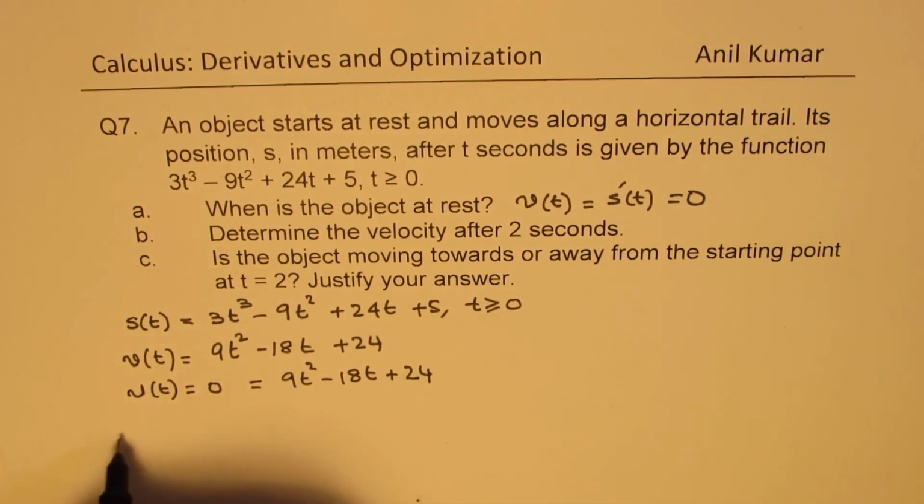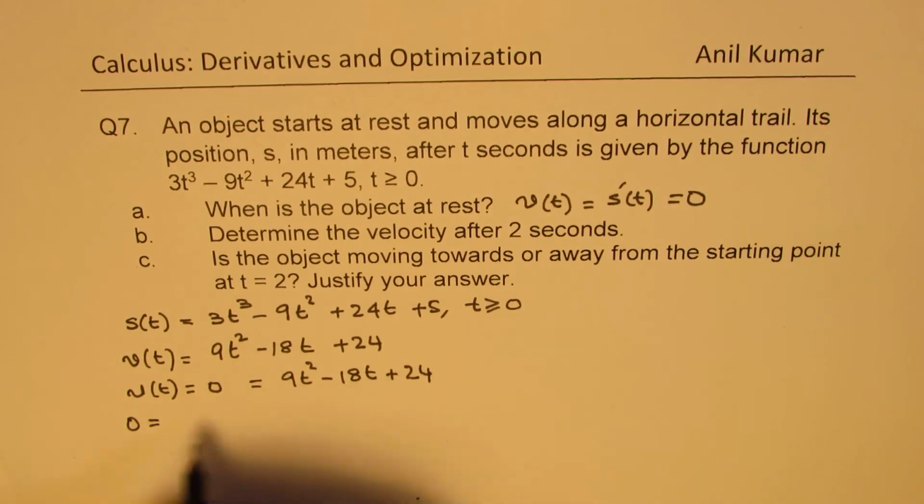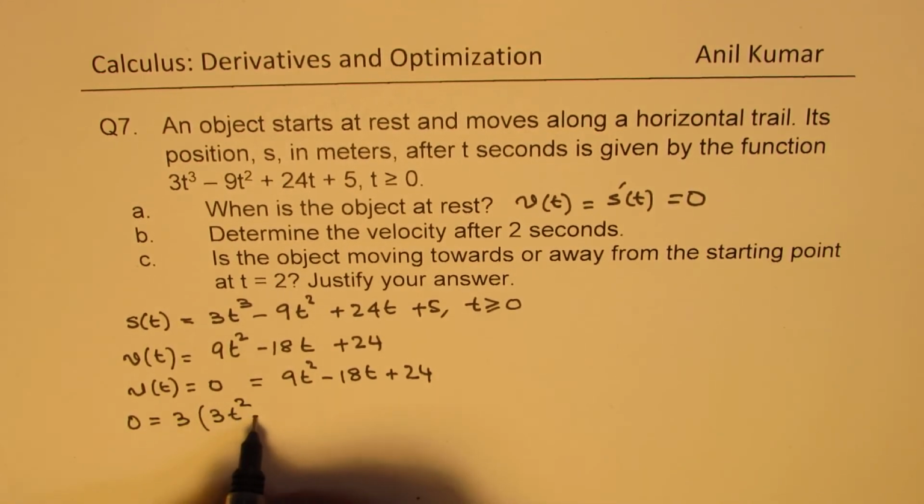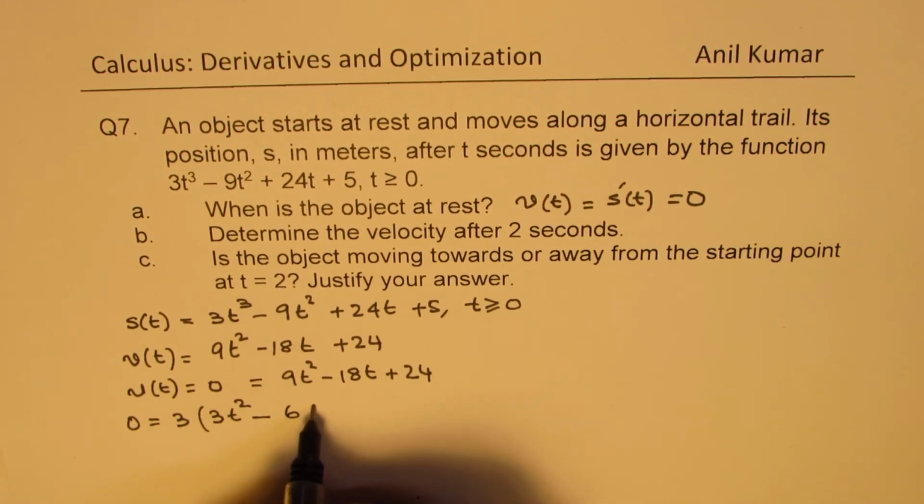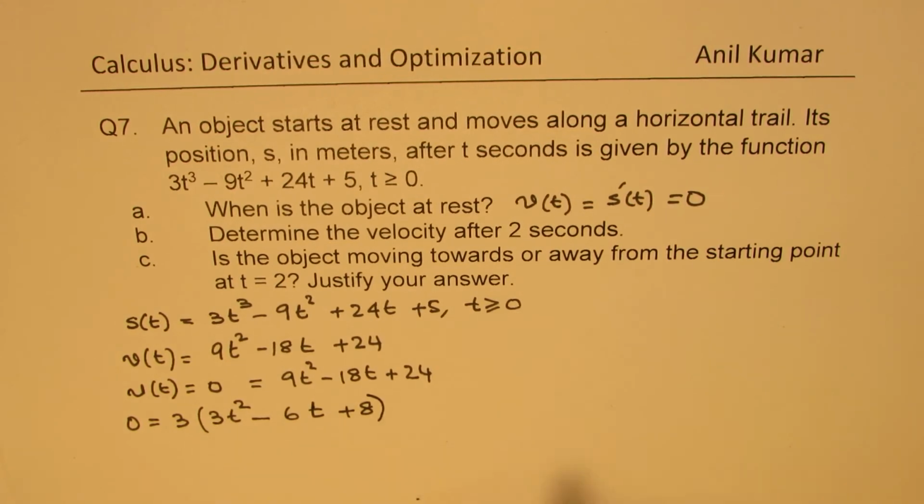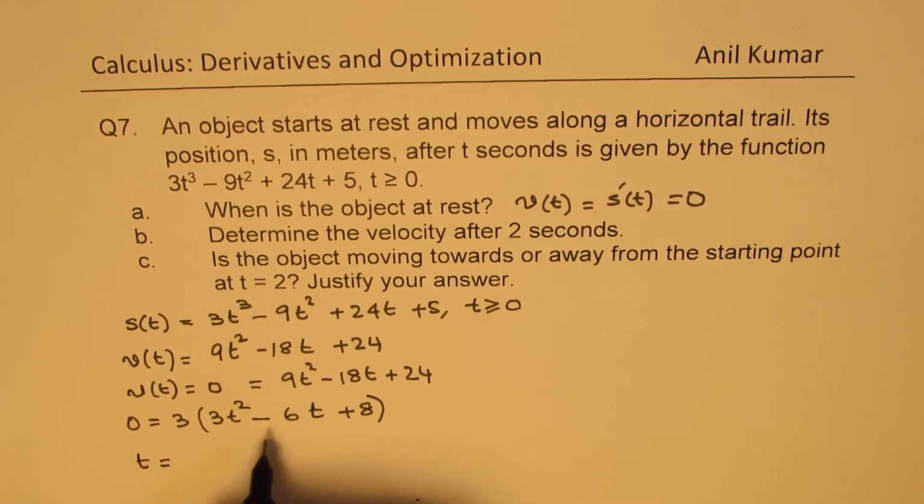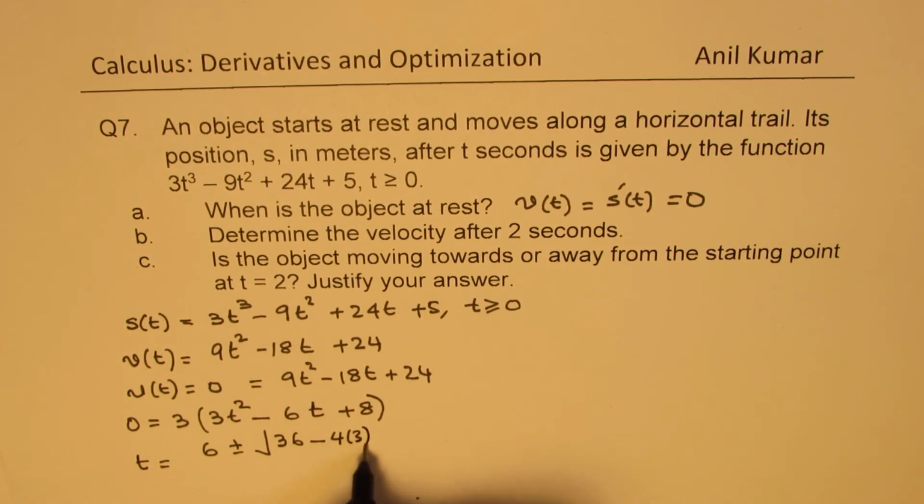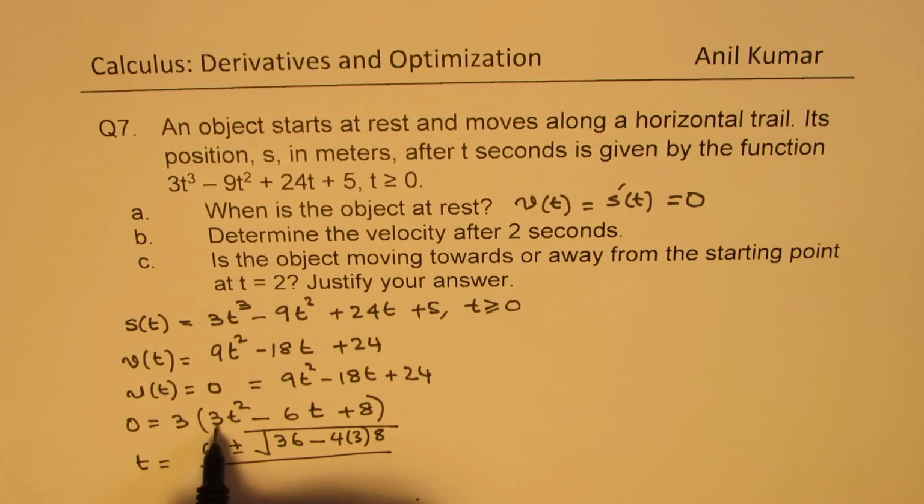You can simplify this a bit. You can take 3 common, right? So we get 3 times t squared minus 6t plus 8. Now t will be minus b, which is 6, plus or minus the square root of b squared, which is 36, minus 4 times 3 times 8, over 2 times 3, which is 6, right?